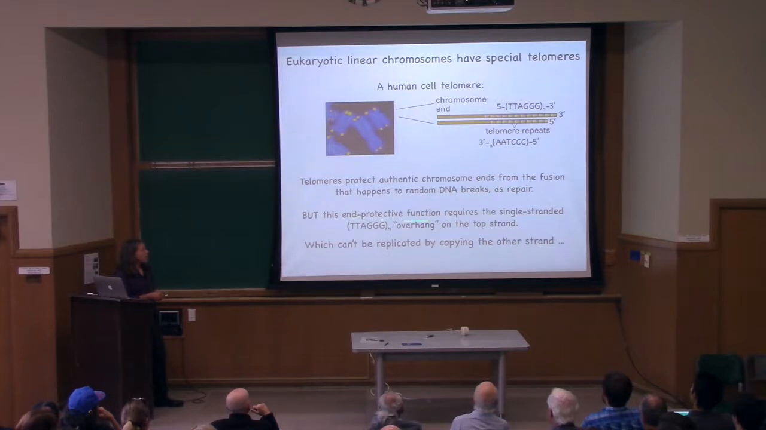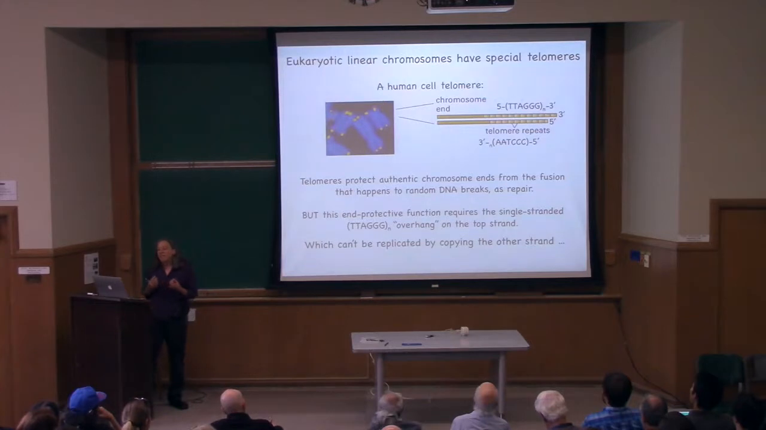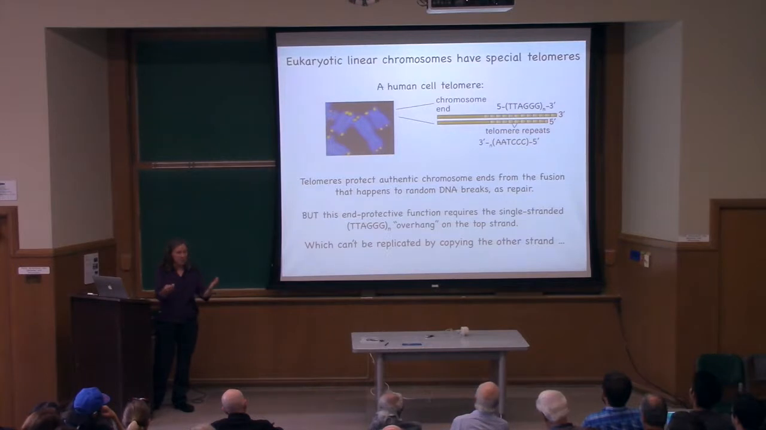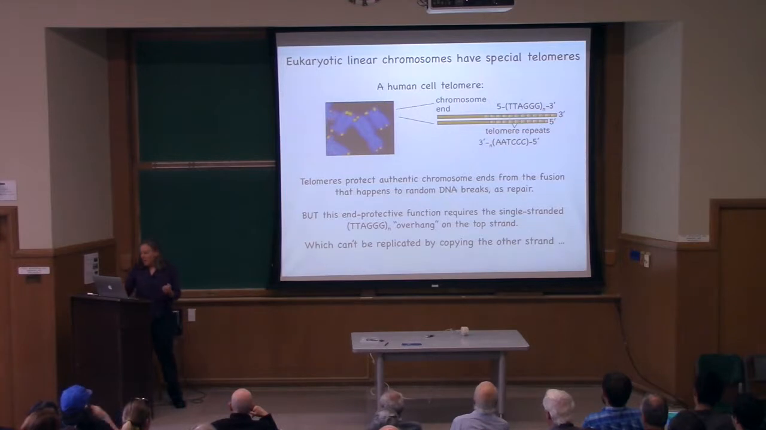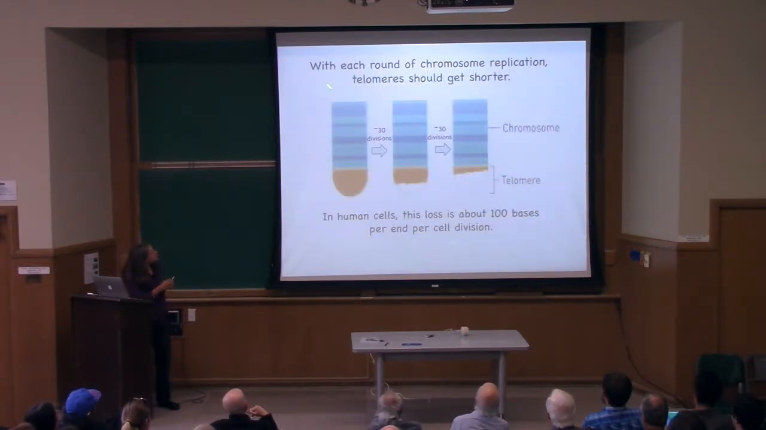So this kind of end protective function requires, in fact, a little single strand overhang here on the three prime end. We call it an overhang of the single strand on the top strand. But in the way that the genetic code is replicated, when you split the strands apart and you make the complement of each to pass them to the daughter cells, you cannot replicate that. So this structure I've just told you is absolutely critical, and yet it can't be replicated by copying the other strand. And in fact, one would predict that with each round of chromosome replication, telomeres should get shorter.